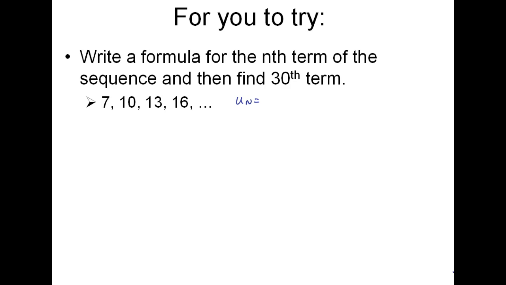So u sub n is u sub 1, which is 7, plus n minus 1 times the common difference. In this case, that is going up 3 each time, so that's 3. So that is 7 plus, multiplying this out gives me 3n minus 3. So that is 3n plus 4. So I could write that as 4 plus 3n. Doesn't matter which way.